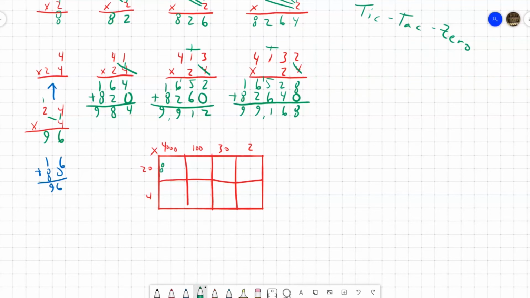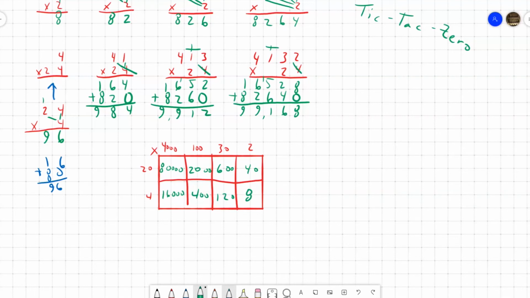I have 1, 2, 3, 4 zeros. 2 times 1 is 2 with 3 zeros. 2 times 3 is 6 with 2 zeros, and then 2 times 2 is 4 with 1 zero. 4 times 4 is 16, 3 zeros. 4 times 1 is 4 with 2 zeros. 4 times 3 is 12 with a 0. And then 4 times 2 is 8.